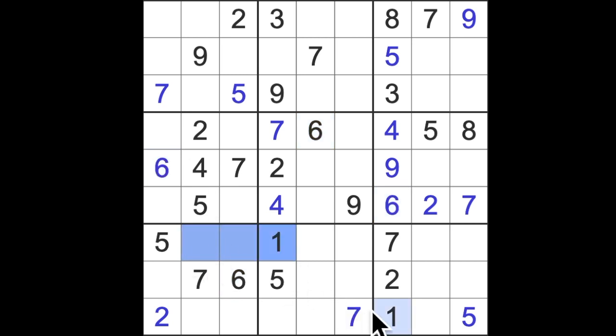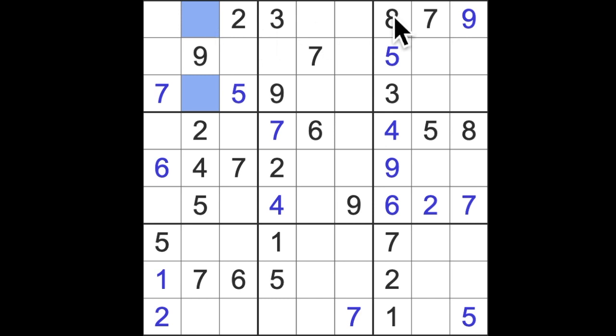We have 1's blocking this row and this row, so 1 must go here. Now, 1 blocking up here, so this is a 1 in one of these two squares, blocking upwards. So this is a 1, but also, look, 6's block these two columns as well. So these two squares must only contain 1 or 6, can't be anything else.